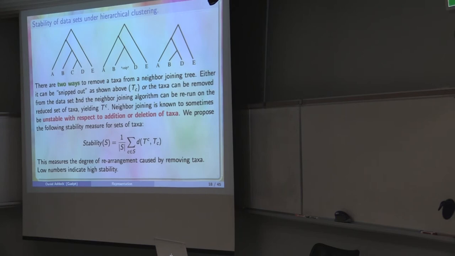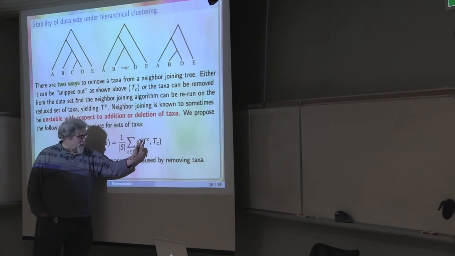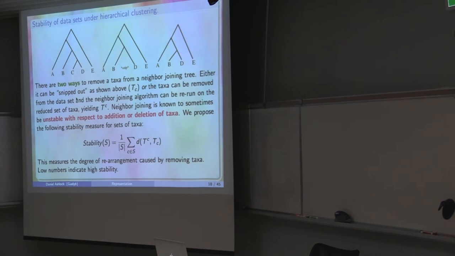Neighbor joining is known to sometimes be unstable with respect to addition or deletion of taxa. So there's a very natural stability measure. For every single taxa, compute the distance between the snip and the rebuild, or the rebuild and the snip tree, and then divide by the number of taxa, so you get the average change in the tree resulting from deleting each of the taxa one after the other.